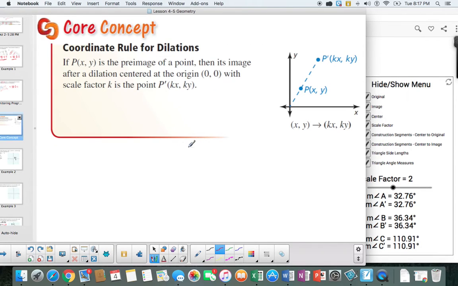Okay, what's the coordinate rule for dilations? Well, here it is right here. It's a lot different than the rigid motion rules. Notice this is the first time we're getting to multiply. In the past, we haven't been multiplying.